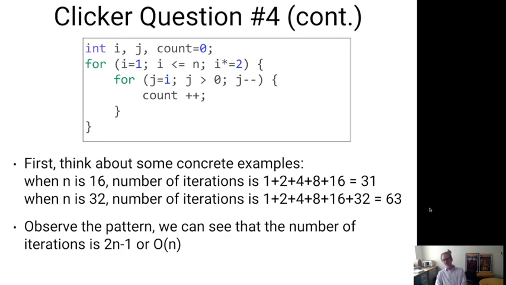It's very straightforward to see that this actually runs in 2n minus 1 iterations. So 16 times 2 is 32, minus 1 is 31, exactly the number of iterations for n equals 16. And for n equal to 32, 2n minus 1 is 63. If something is 2n minus 1, throw away the minus 1, that doesn't matter. And then the constant factor of 2 gets thrown away. So this ends up being order n.